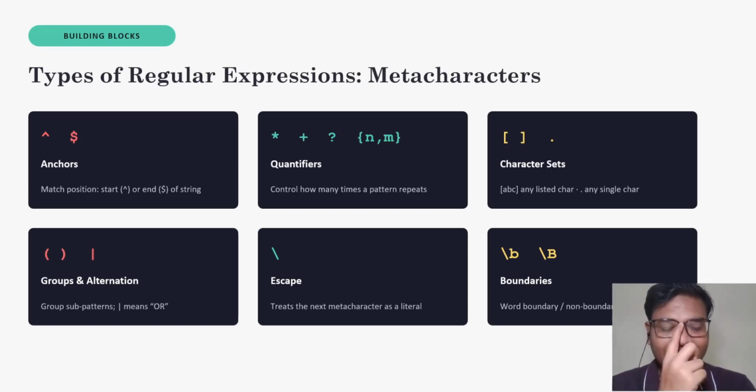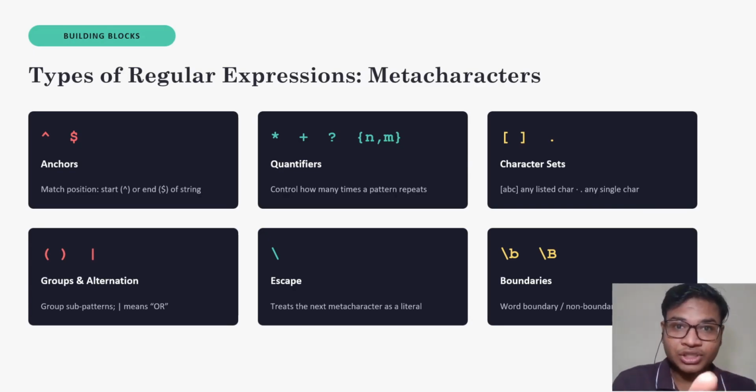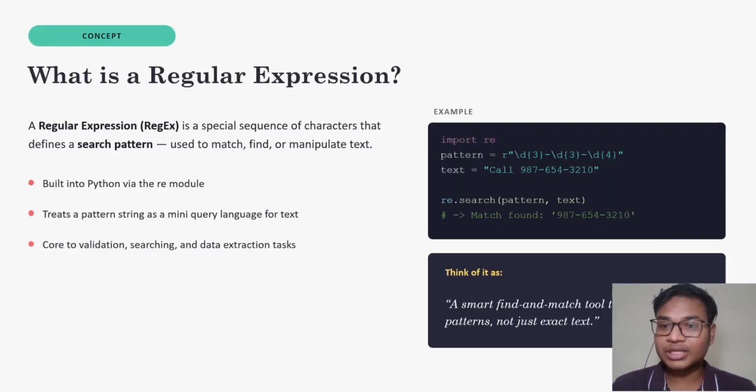Okay, so in metacharacters, you can just see the pattern here. We have this sign, that's the anchor. This means match position: start at this point and end at this point of a string. Always remember, if you have seen some pattern, then you can understand all these things.